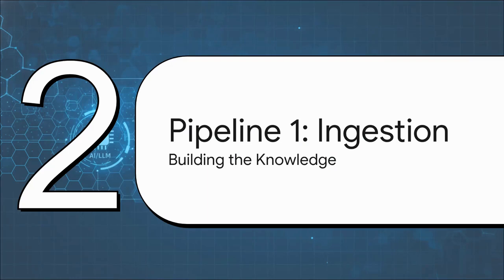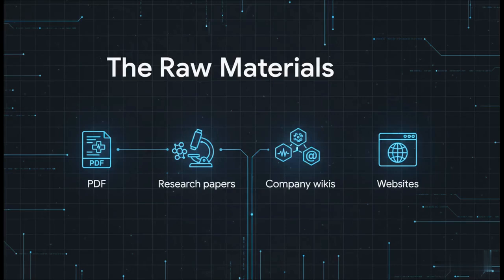So, the whole process is really split into two main pipelines. First up is data ingestion. This is all about teaching the system new things, how we prepare and feed it all that fresh knowledge. And it all begins with the raw materials. We're talking about your external documents. This could be pretty much anything. PDFs, dense research papers, internal company wikis, websites, medical reports, you name it. This is all the good stuff, the fresh knowledge we want our AI to learn from.